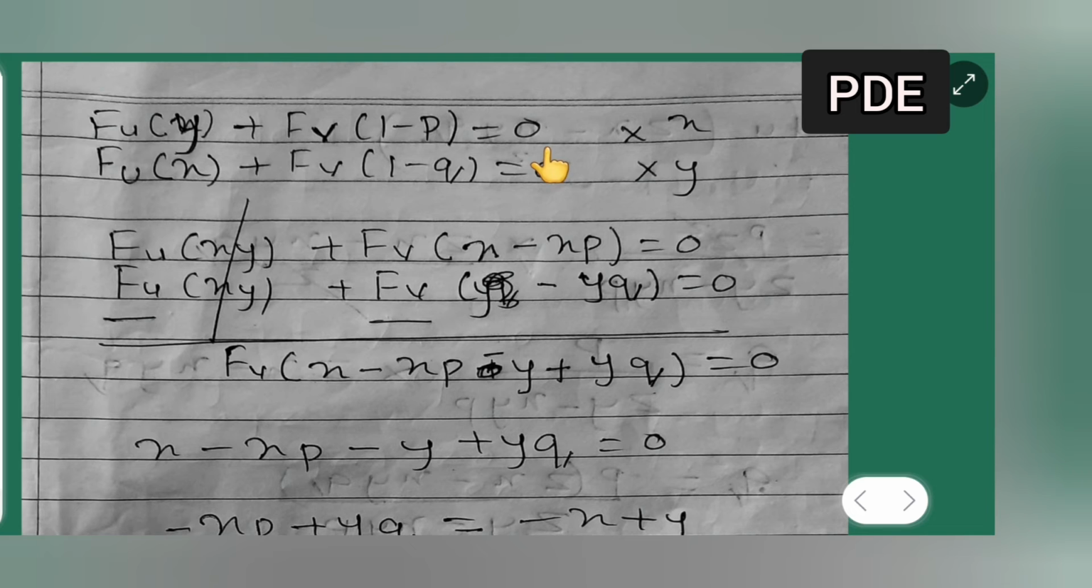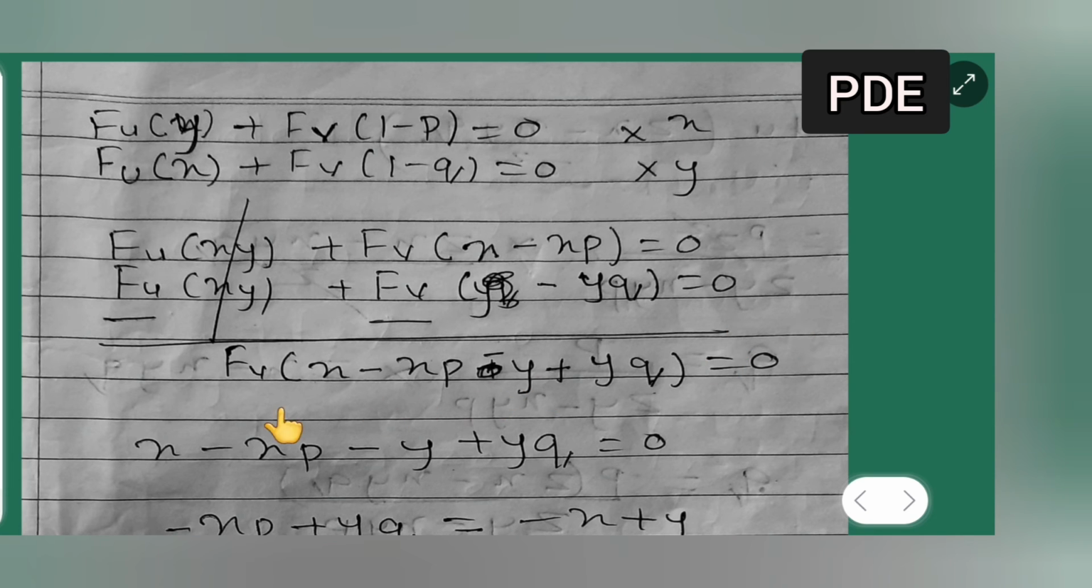Now what I have to do is multiply this with x and multiply this with y. Here I have multiplied this equation with x, so it is f_u xy plus f_v x minus xp is equal to 0. Then multiply the other with y, y by y. So f_u xy plus f_v y minus yq is equal to 0. Obviously these terms are going to get cancelled. I have already cancelled and shown you.